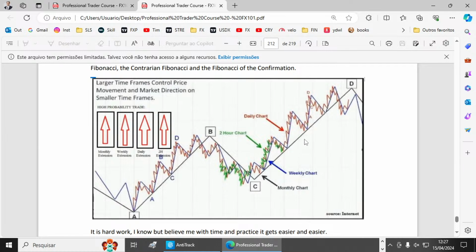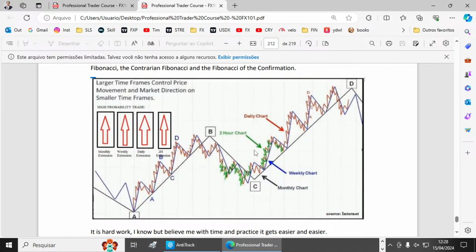When the monthly is in an extension and the weekly is in an extension and the daily, I cannot increase the picture, I'm sorry, but the 2 hour is an extension too. This is your highest probability trade, talking about the Fibonacci.